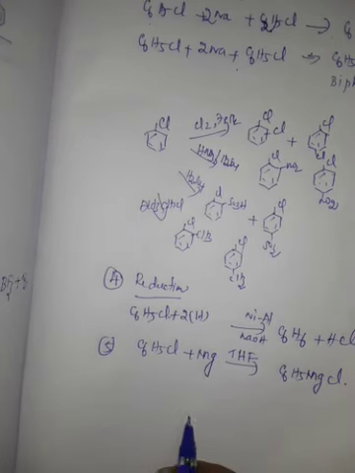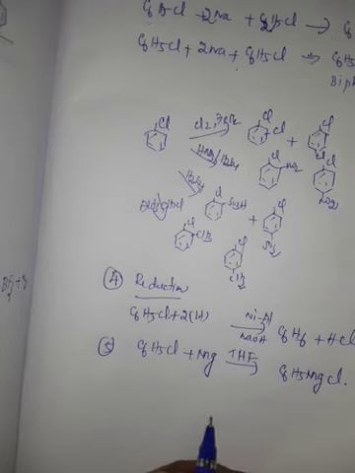Next, what are the uses of chlorobenzene? It is used to manufacture pesticides like DDT, used as a high boiling solvent in organic synthesis, and used as a fiber swelling agent in textile processing.